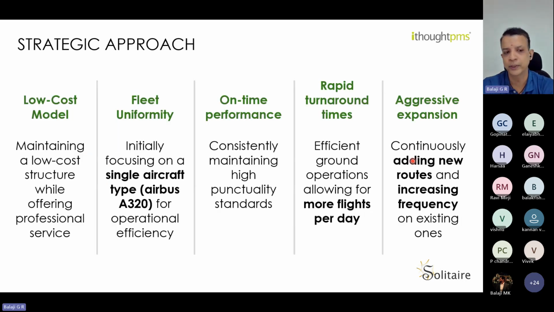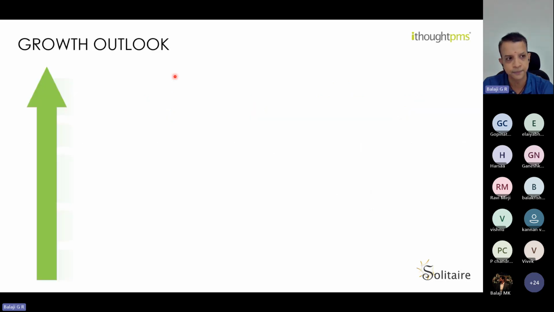So what is the strategic approach which Indigo has typically followed? One is the low cost model. We all know they continue to maintain this low cost model. Fleet uniformity, predominantly Airbus. On-time performance, I think Indigo has been one of the most consistent, reliable carriers in India. Rapid turnaround times, they are known for it. Obviously, at times it creates hassles for us, but for the price, they have to operate very efficiently. And finally, aggressive expansion. They continuously added new routes and increased the frequency of existing routes. So this is the strategic approach which Indigo has followed over the last few years.